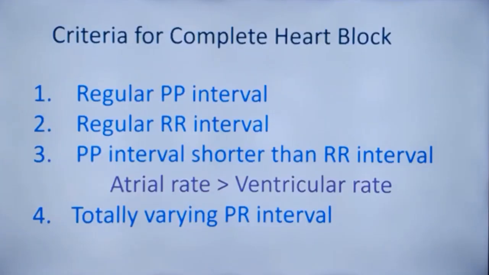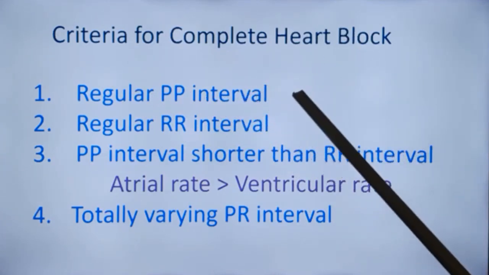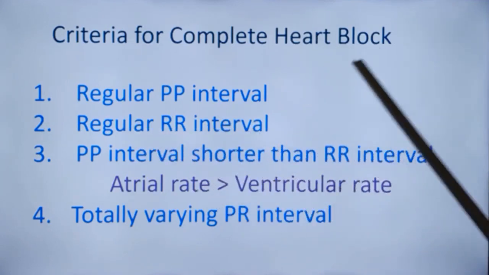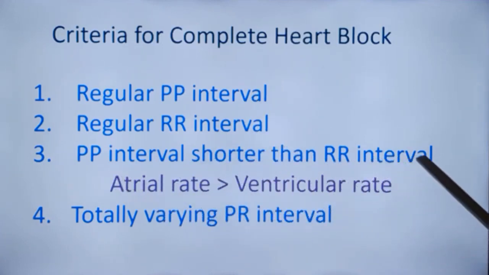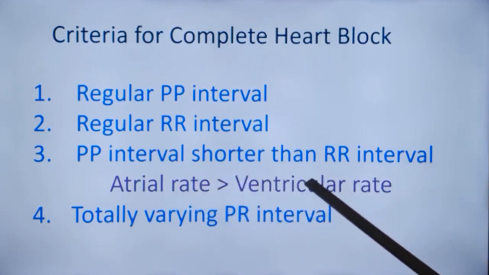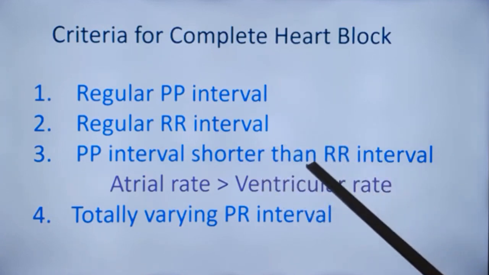That brings us to 4 simple criteria which are needed for the diagnosis of complete heart block on the ECG. Regular PP interval. We have seen in the ECG that the PP interval is regular. Regular RR interval, that also we have seen. ECG had regular RR interval. And PP interval shorter than RR interval, meaning that atrial rate is higher. You have seen that atrial rate is nearly 100 per minute, while ventricular rate was only 60 per minute.